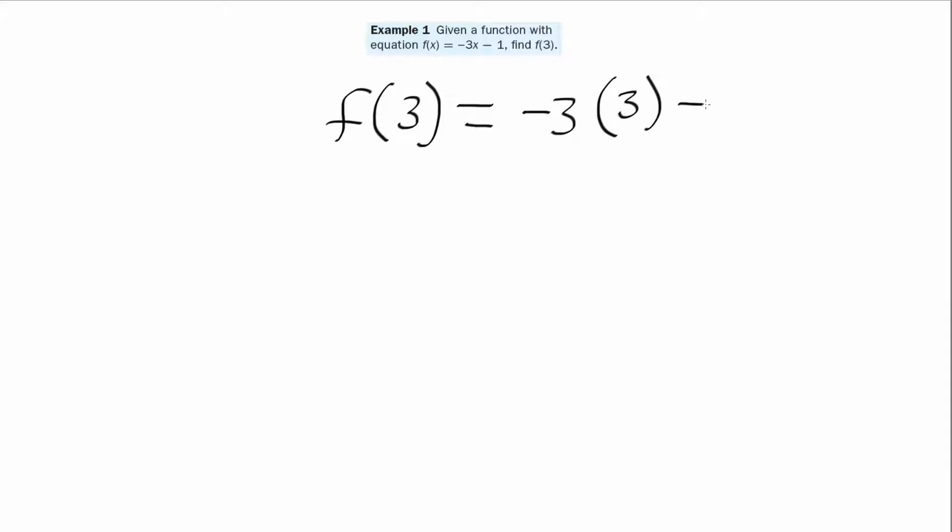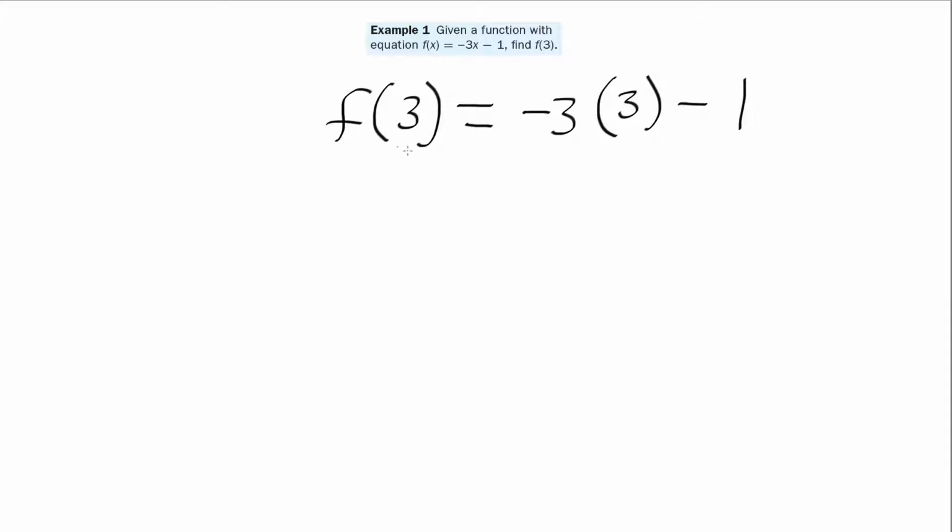Given a function with equation f of x equals negative 3x minus 1, find f of 3. So f of 3, which is how we say it, is the function where we define the x value and the function has a value given that x. So f of 3 equals negative 3 times x, which we've defined as 3, times 3, minus 1. This is f of 3 for f of x equals negative 3x minus 1.